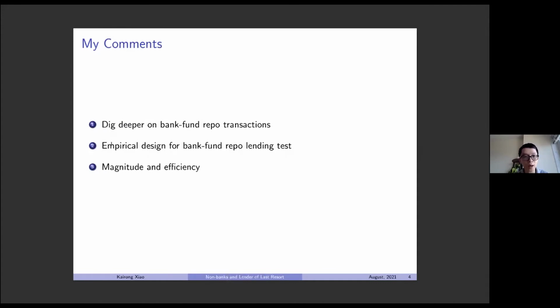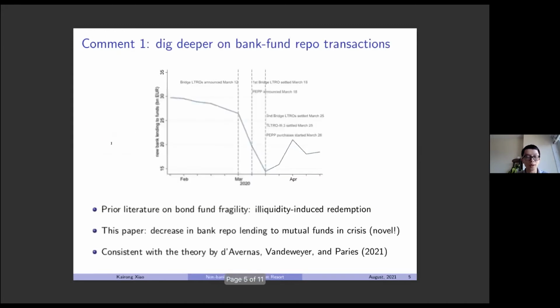So here are my main comments and suggestions. Firstly, I would suggest the authors dig deeper on the bank-fund repo transactions. I think there is a lot of potential in that direction. I also have some suggestions on the empirical design for the bank-fund repo lending test. And lastly, I would want to push the authors to think more about the magnitude and the efficiency of the existing policies. So let me start with the first one, digging deeper on bank-fund repo transactions.